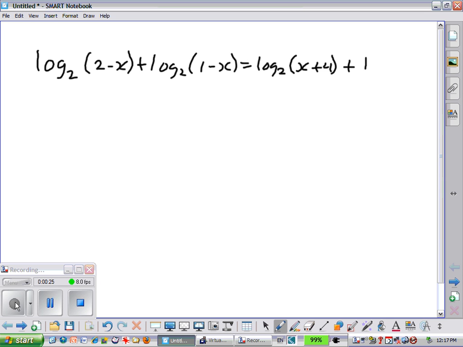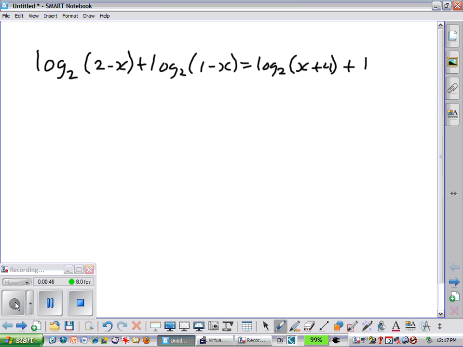Well, first of all, it's got 3 logs. And people don't like it when there's 3 logs. There's a lot of log rules to deal with. And it's an equation. People don't like the fact that it's an equation, and it's log base 2, so our calculators can't really help us. So what we're going to do is try to figure out how to use our log rules to solve this question.